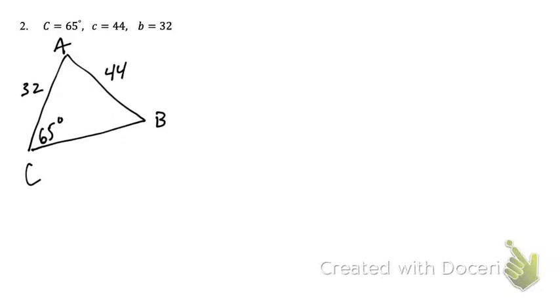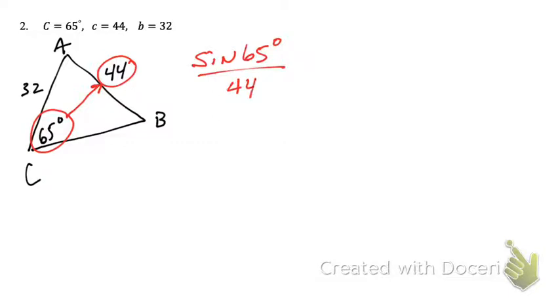And notice in the first example we started off, we knew two angles. Here we only know one, but we also know the side opposite of it. So that means we can pair those two up and say sine of 65 over 44. And what could we make it equal to? Well, the only other information we have is that side B is 32.